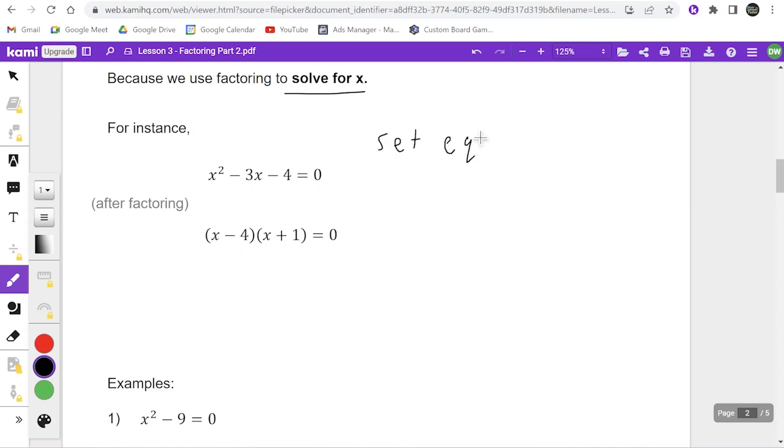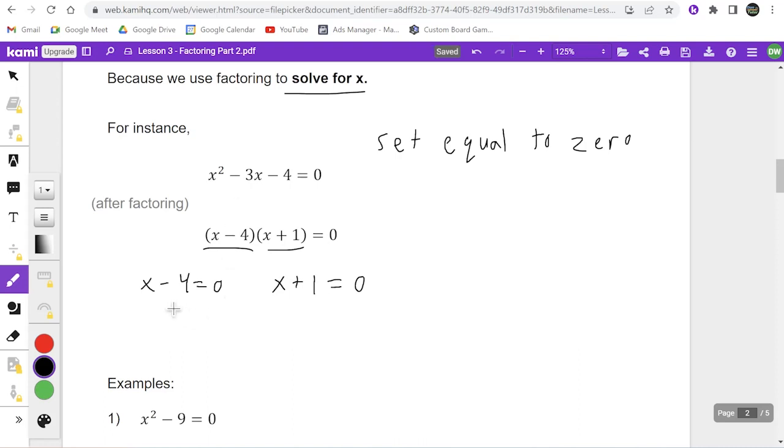Set equal to 0. This is the secret to solving for x. So factoring, yes, we know how to factor now, but if you set it equal to 0, you can actually solve for x. Let me show you how. When I have both factors equal to 0, I want to set both equal to 0 separately. What does that mean? It means I'm going to write x minus 4 equals 0, and I'm going to write x plus 1 equals 0. See how I'm setting both factors individually equal to 0? And now I have two equations, and I need to solve both.